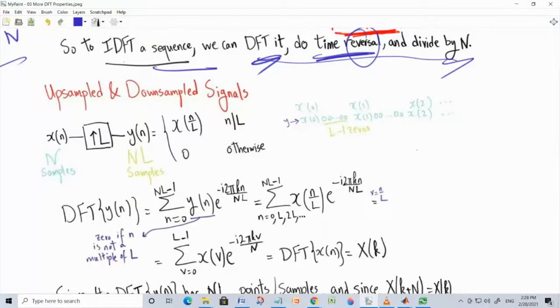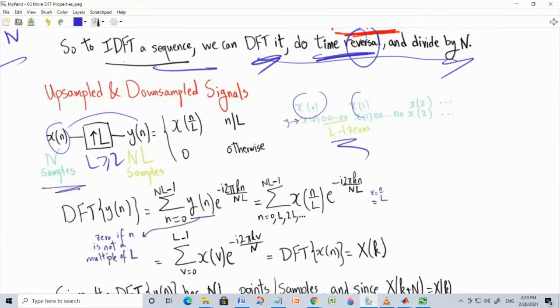What is the DFT of an upsampled signal? Well, you have a signal with n samples. What is the meaning of upsampling? Upsampling means that you insert big L minus 1 zeros between two consecutive samples, right? So this is upsampling as we know it from signals and systems. L is an integer greater than or equal to 2. If this is my original signal, between two samples I insert L minus 1 zeros.